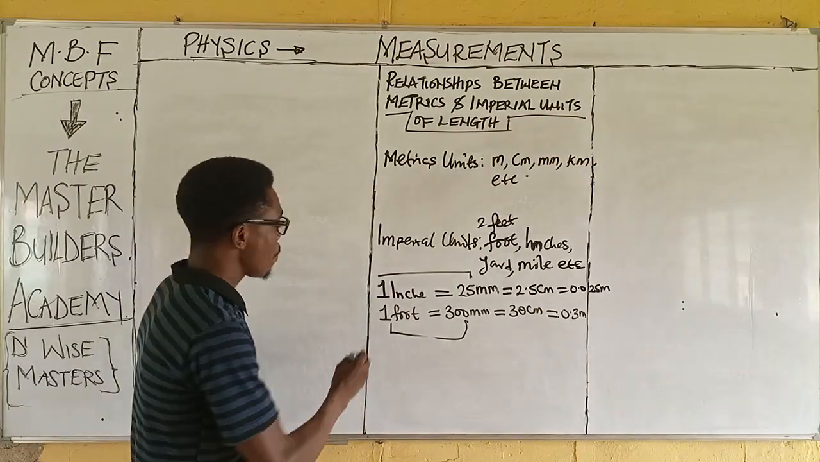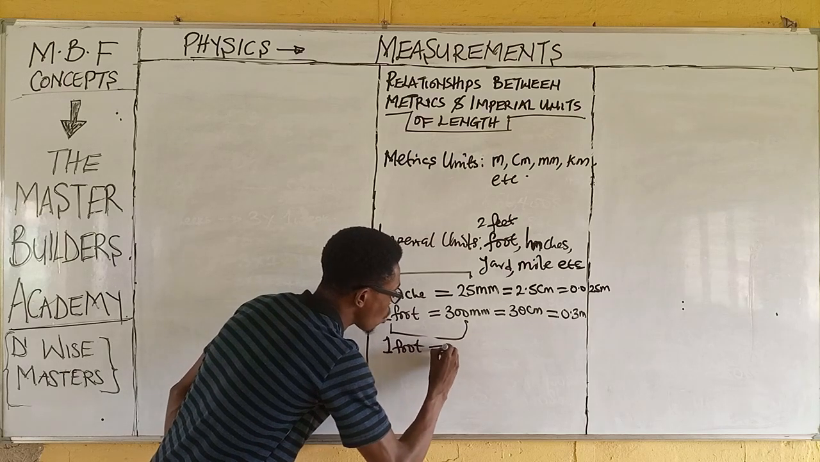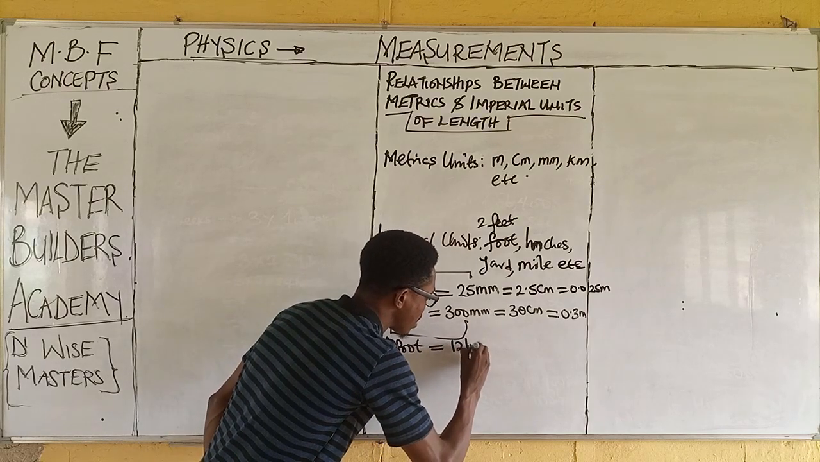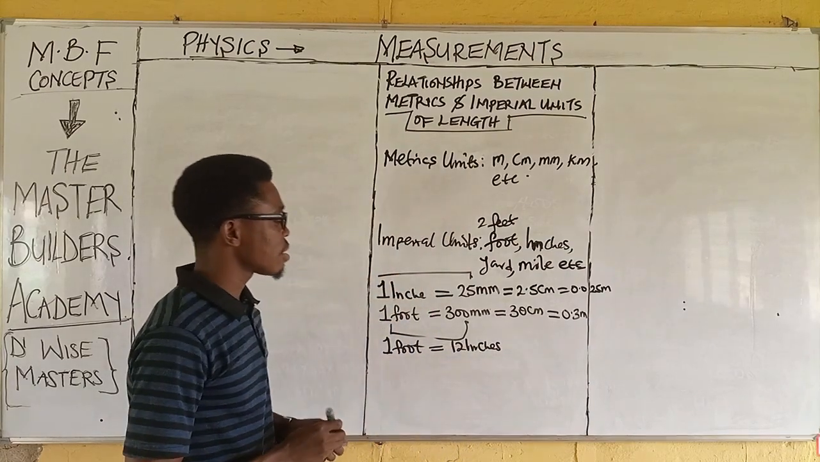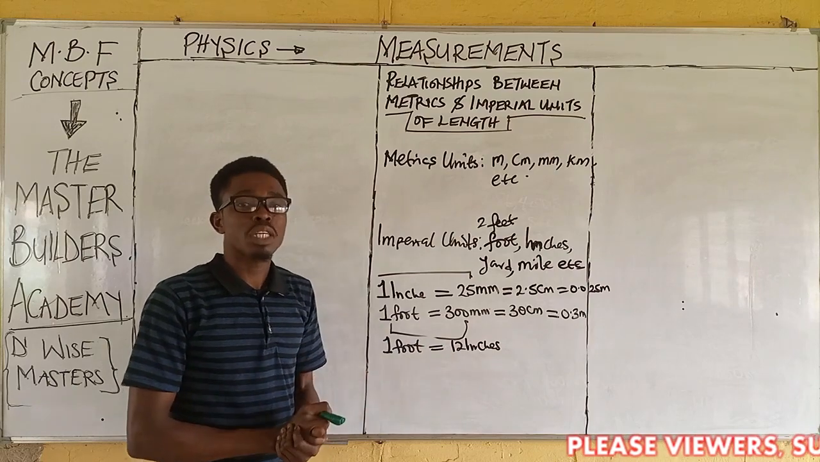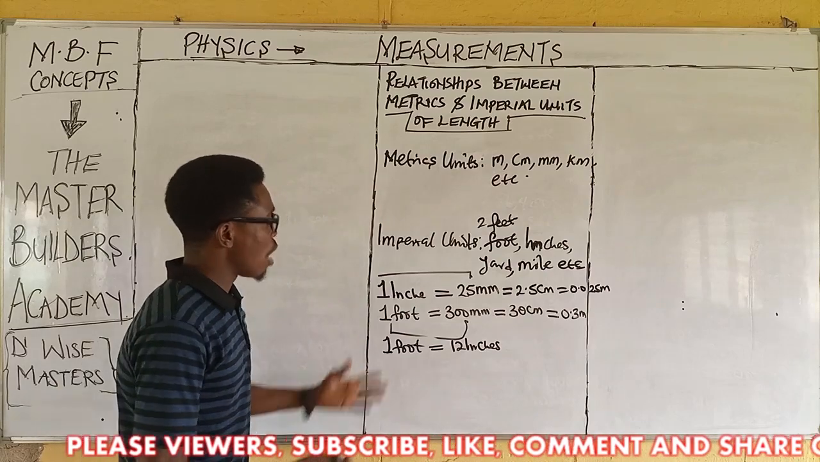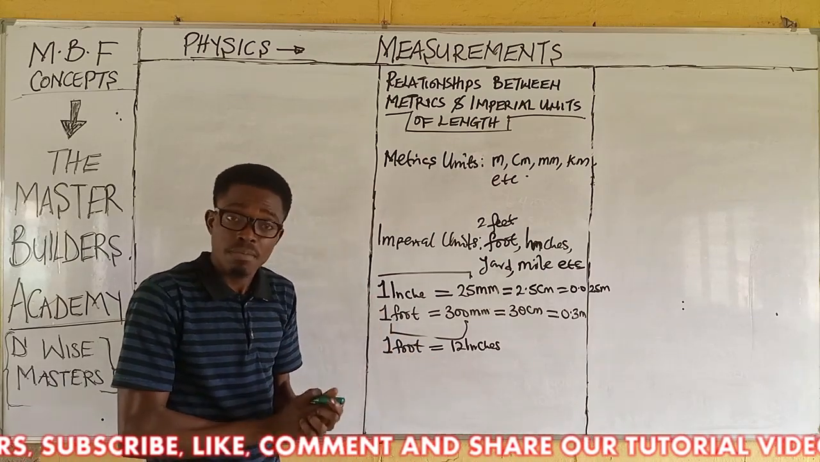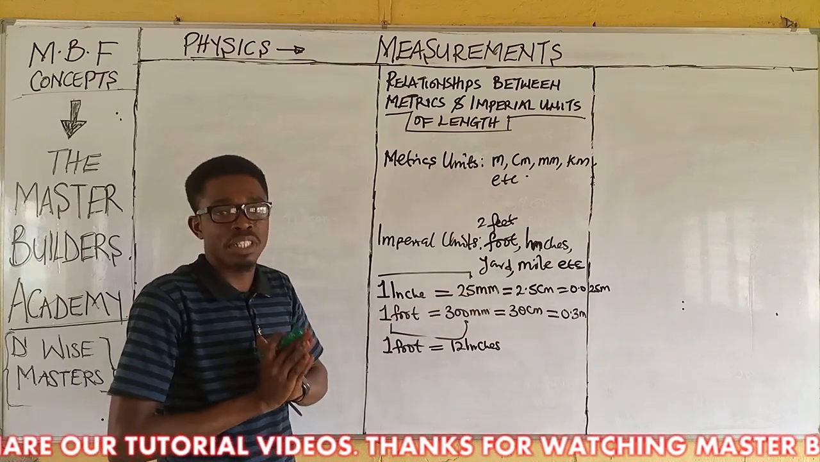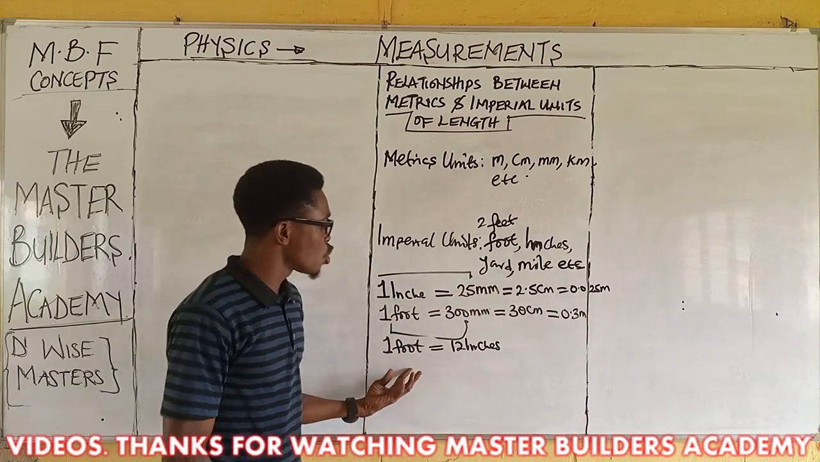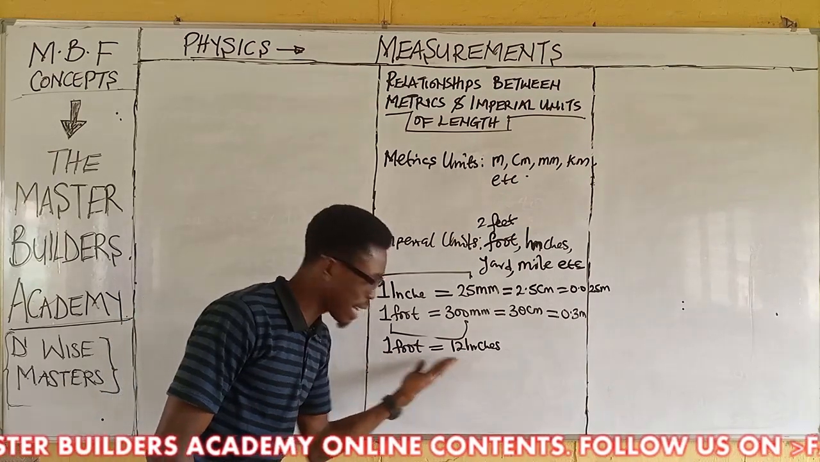Now, 1 foot is equivalent to what? 12 inches. 1 foot is equivalent to 12 inches. Now, this is the relationship between two imperial units, between inch and foot. And both are imperial units. So to convert from foot to inch, I will use this relationship, or to convert from inch to foot, this is the relationship that I need.